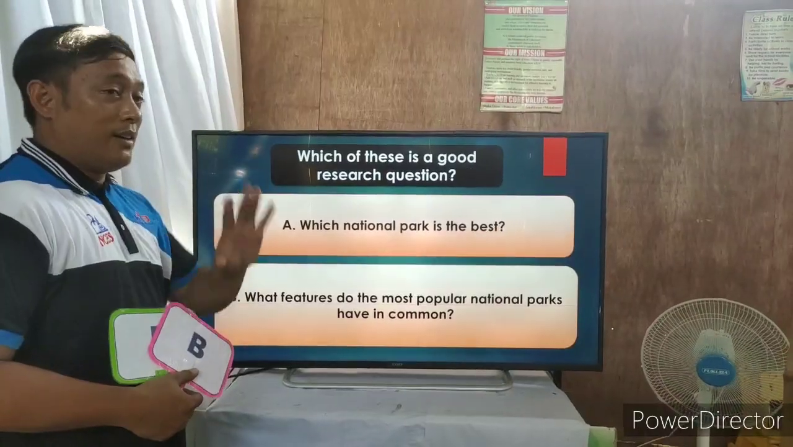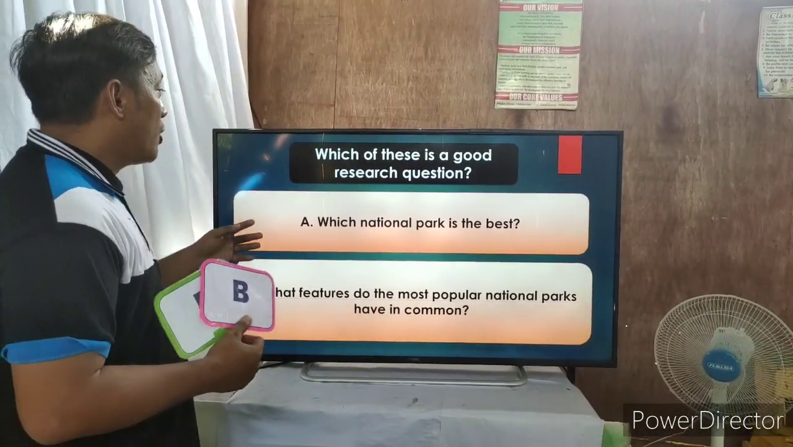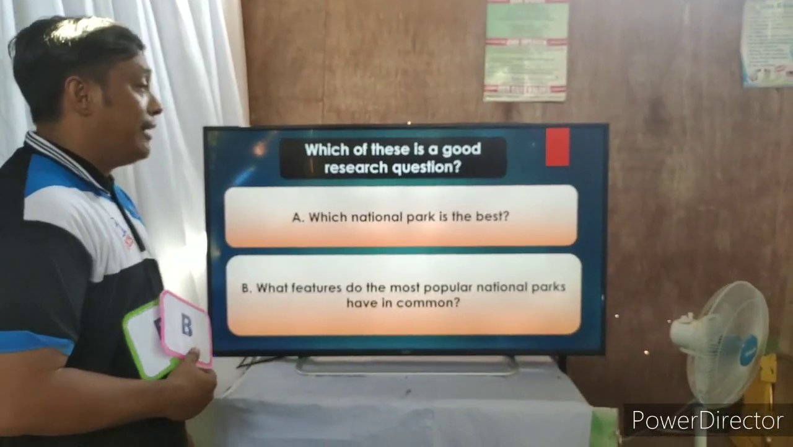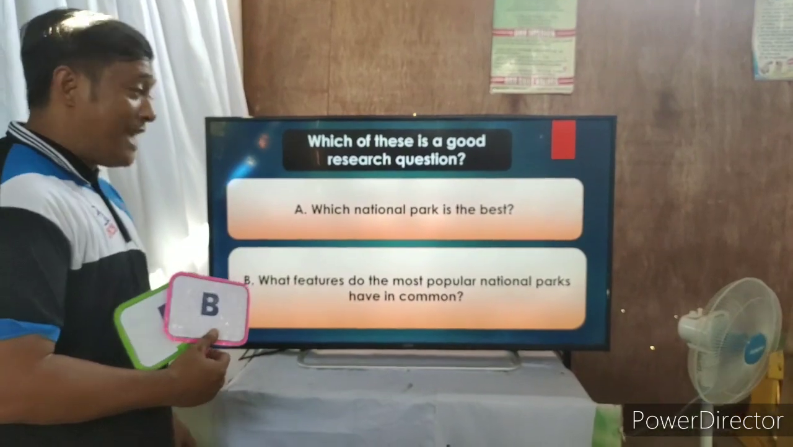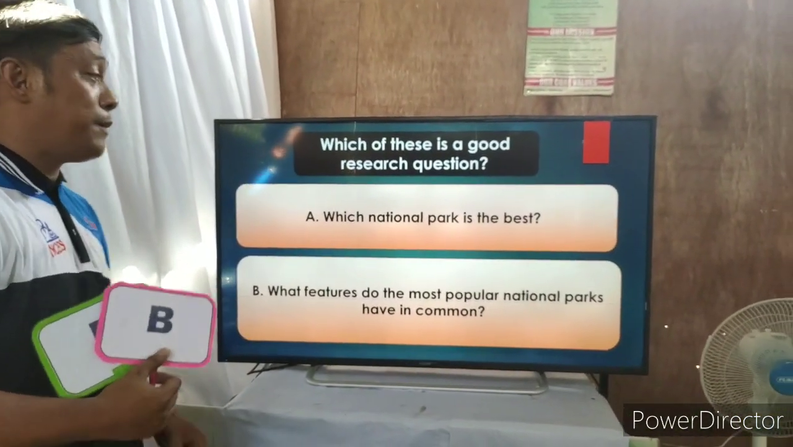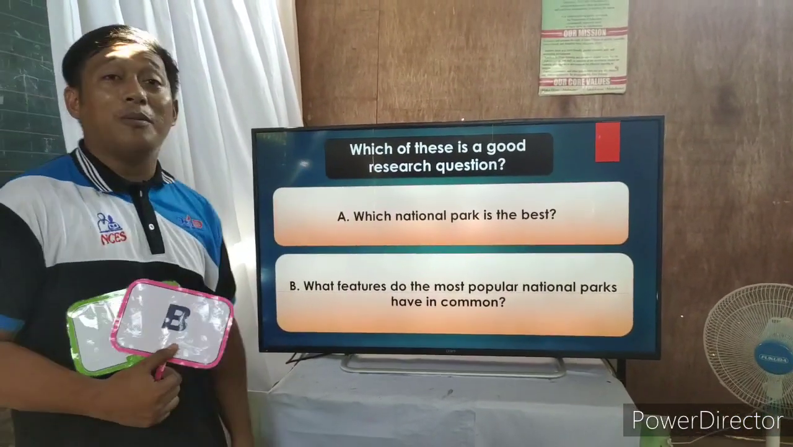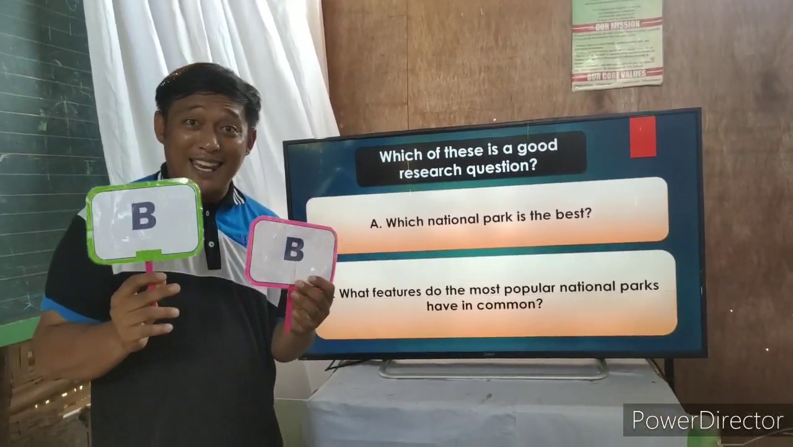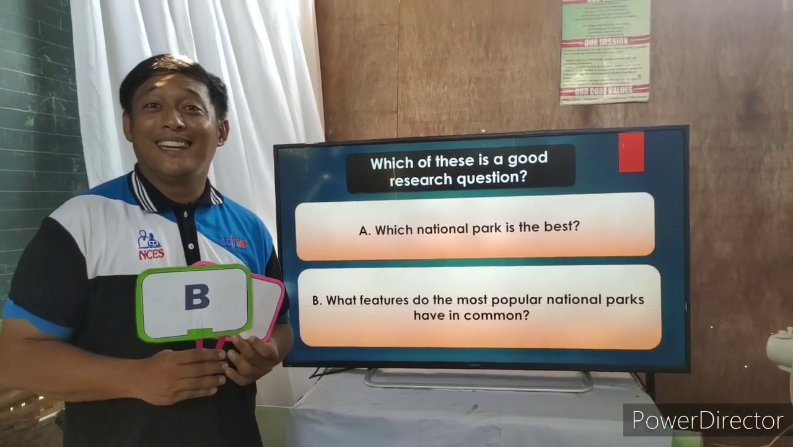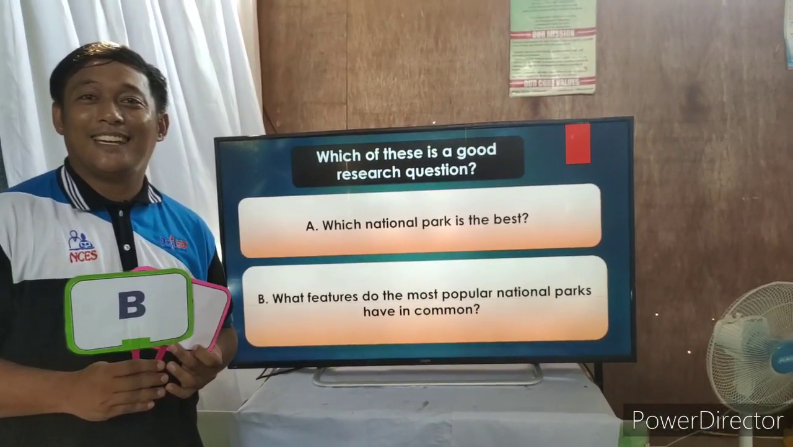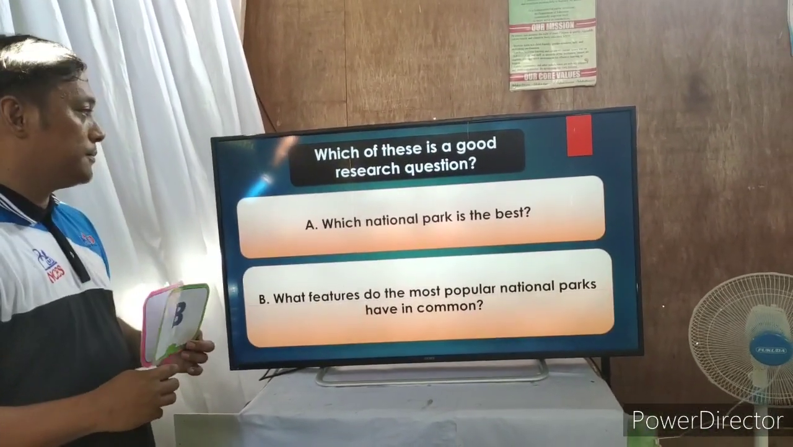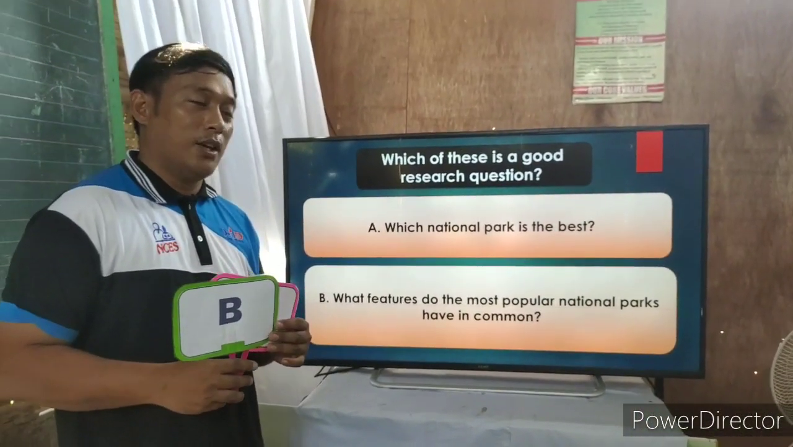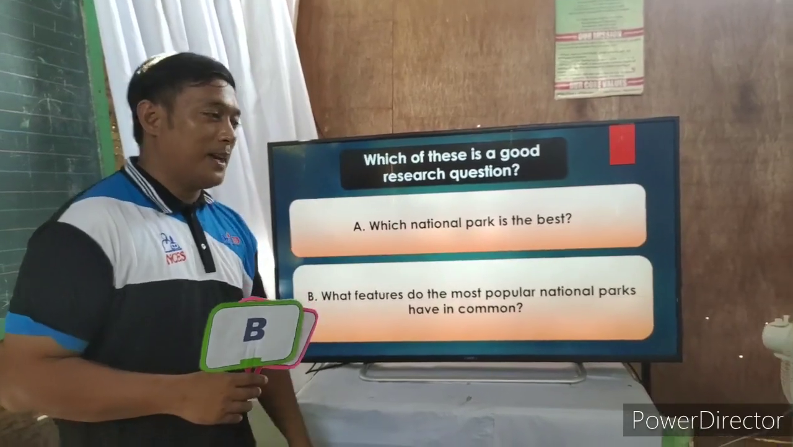Next question. Letter A, which national park is the best? B, what features do the most popular national parks have in common? So what is your answer? Letter B! Why letter B? Because letter A uses best, which is very subjective and easy to answer by doing simple research.